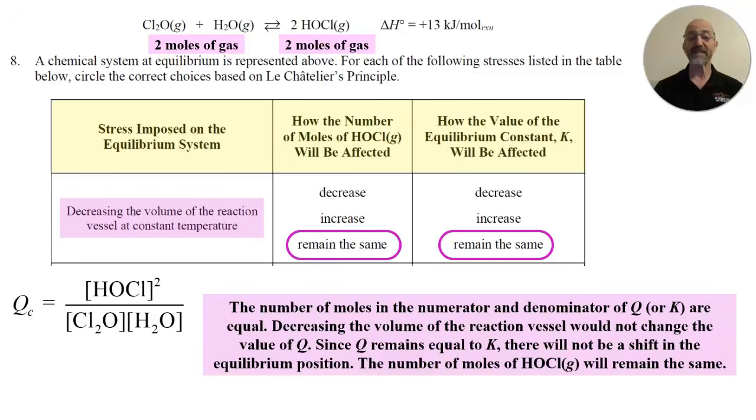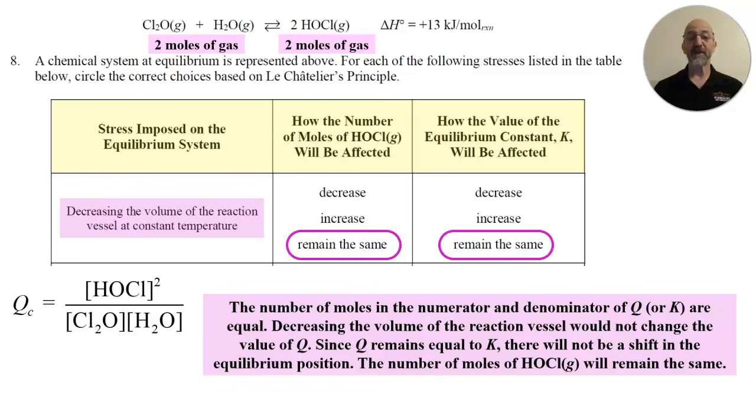Again, had there been a different number of moles of gas on the left compared to the right, then there would have been a shift. But if you have the same number of moles of gas on each side of the equation, then changing the volume of the reaction vessel will have no effect on the value of Q, and there will not be a shift in the equilibrium position.